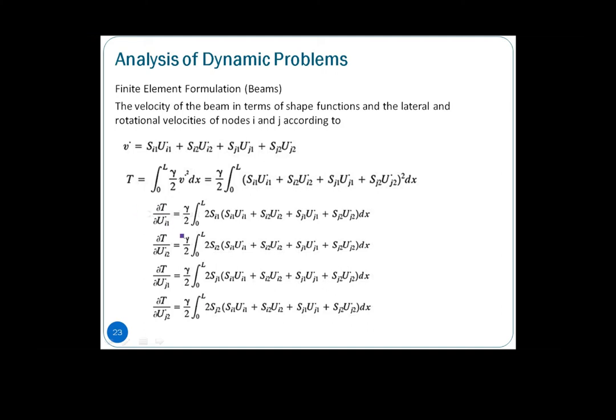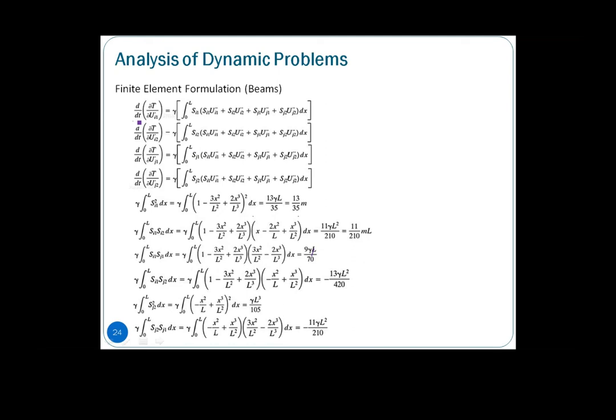From here we find the derivative against the same: del u i1, del u i2, del t, del u j1, del t, del u j2. Then from here we find the time derivative. Then this itself basically gives us our M x double dot. So here we have the mass matrix, which is a 4x4 matrix.